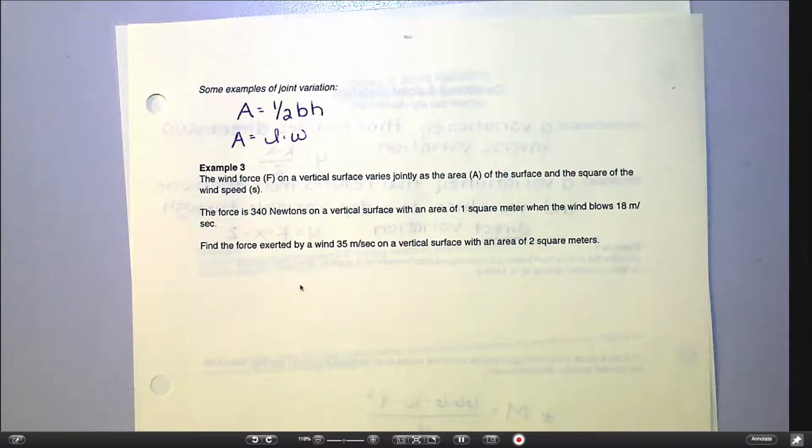Yep. Can you think of any others? The one I told. Okay. And that one, because it had a division in it, has inverse in there too. So joint variation is all just multiplication. All right.